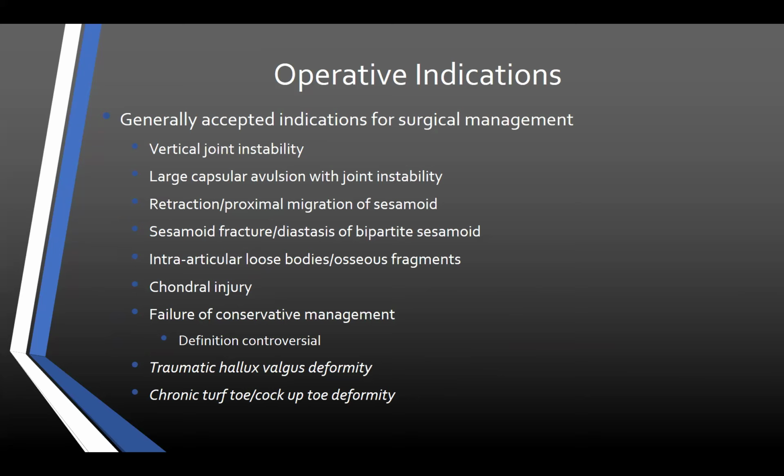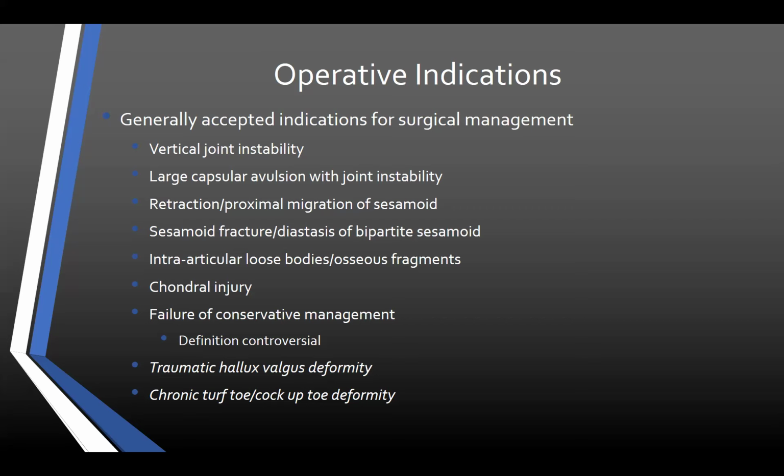So going through the literature, this was a list of the more comprehensive accepted indications for when you'd surgically manage a turf toe injury. The big indications I found were vertical joint instability, so an unstable joint where your vertical Lachman test shows gross subluxation or even a dislocatable joint; a large capsular avulsion with instability; significant retraction or proximal migration of the sesamoids; fracture or diastasis of a bipartite sesamoid; and evidence of loose bodies or osseous fragments in the first metatarsal joint.